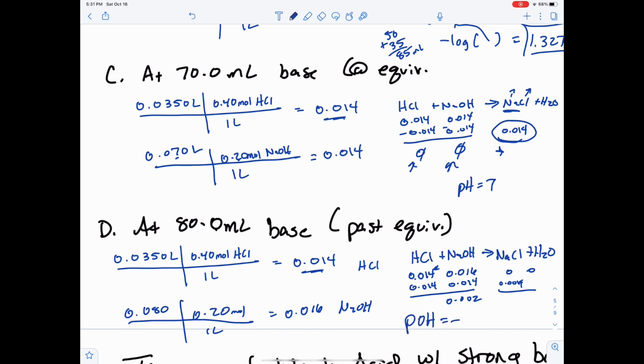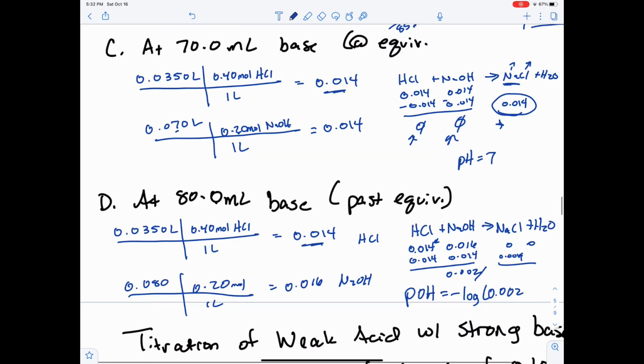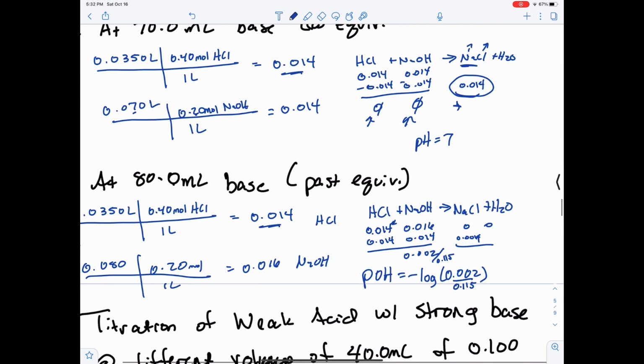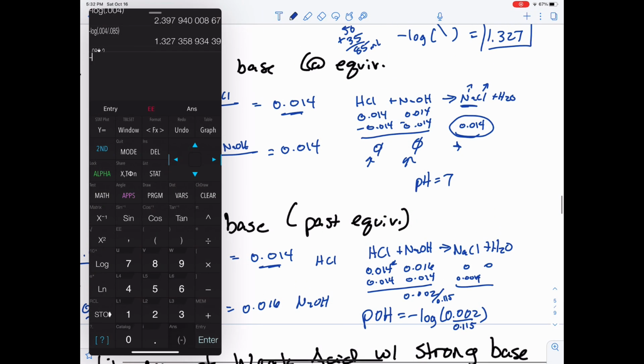Then we do notice that we're now talking about NaOH, so we're going to be talking about pOH. And again, I've got to do that as a molarity. So I'm adding my total volumes together on the other side. It looks like about 115 when I add 80 and 35. So I need to take my moles of NaOH divided by 0.115, which is the liters form of it. And I'm going to calculate that in my calculator. So I've got negative log of 0.002 divided by 0.115. So that is my pOH.